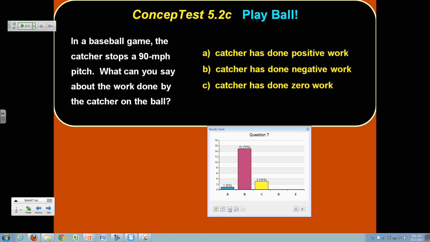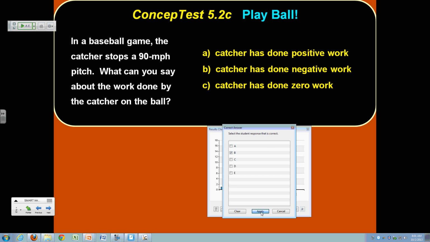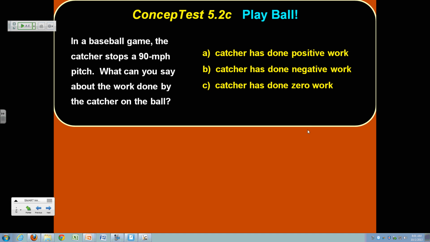All right, so the catcher's done negative work. Because the catcher is exerting a force on the ball in that direction, but the ball is traveling in this direction. So it has opposite directions, so negative work. Or you can think of it as Scott said earlier, that the catcher is taking away and slowing down the ball, and so that's also negative work. We'll formalize that in the next section.